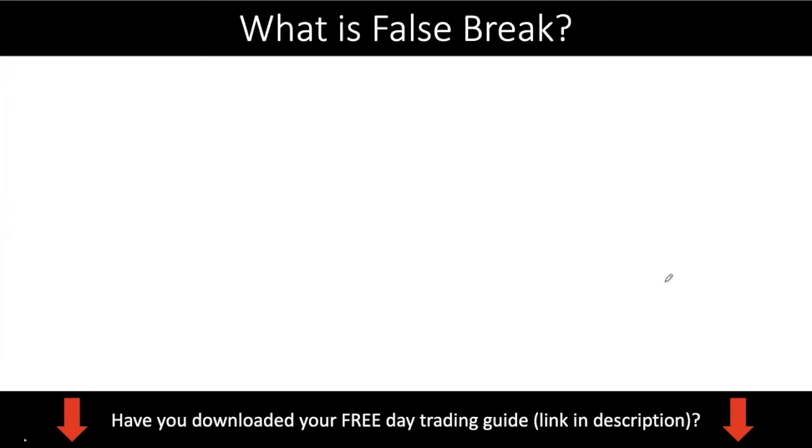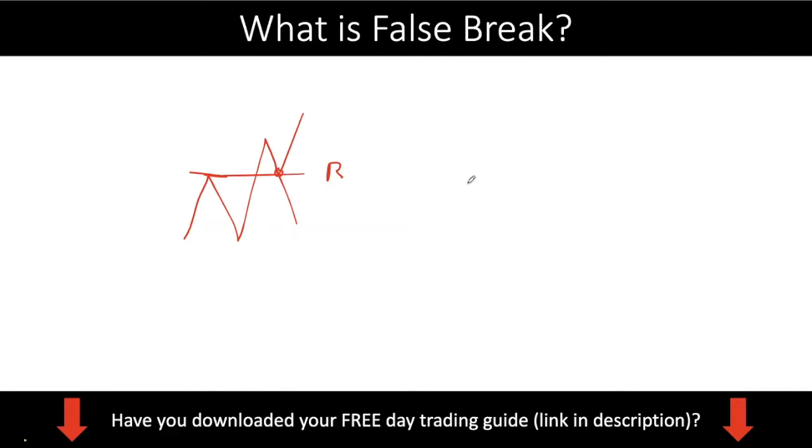Now let's move on. What is a false break? Okay, again, we have other videos on this, but a false break is a very simple concept. Let's say you have a resistance, and instead of price breaking up, retesting it and going up, it just breaks down. So this is what is known as a fake out, because instead of breaking out and going up, it breaks down. So a fake out or false break is what it is.